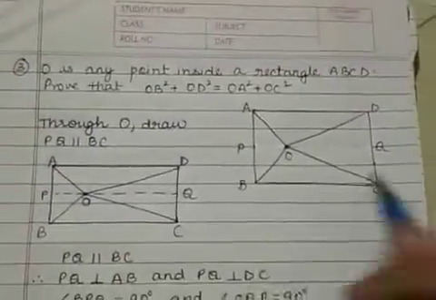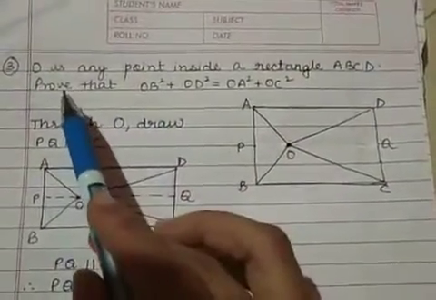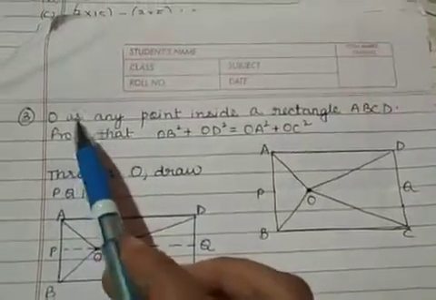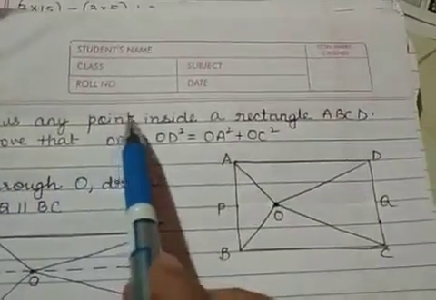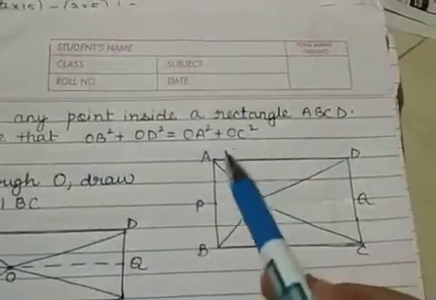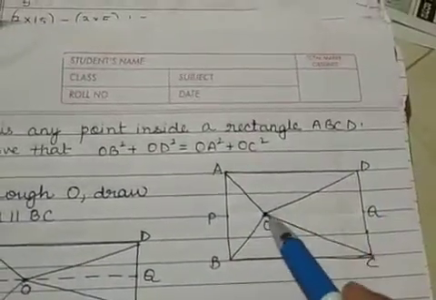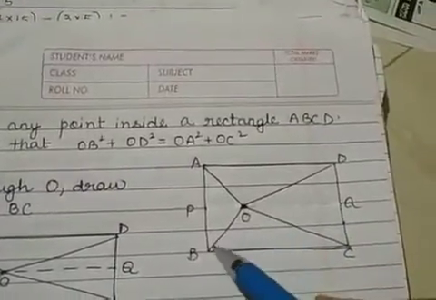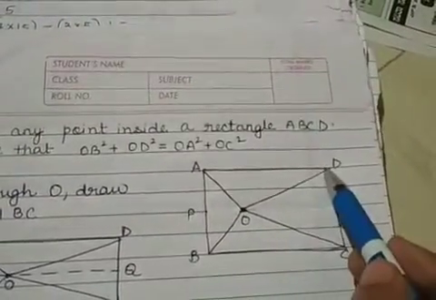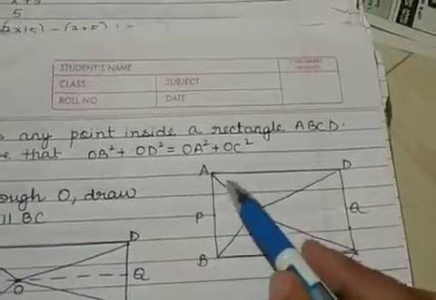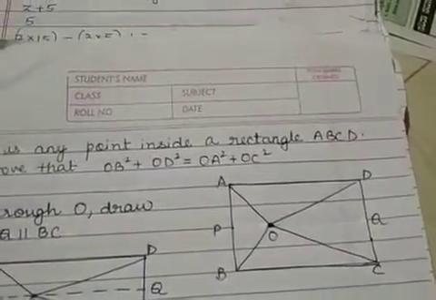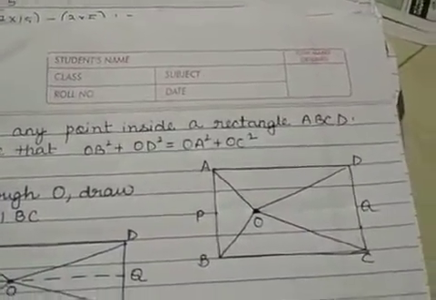Now let us see the third example. In the third example it is given O is any point inside a rectangle ABCD. You have a point O. Okay, what you have to prove here is OB square plus OD square is equal to OA square plus OC square. Okay, now let us see how to prove this.